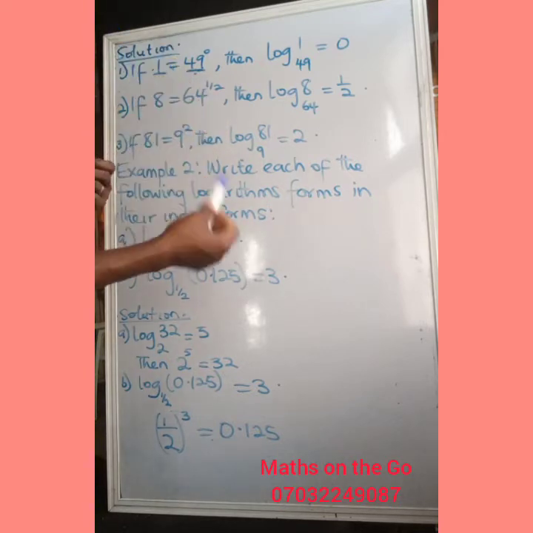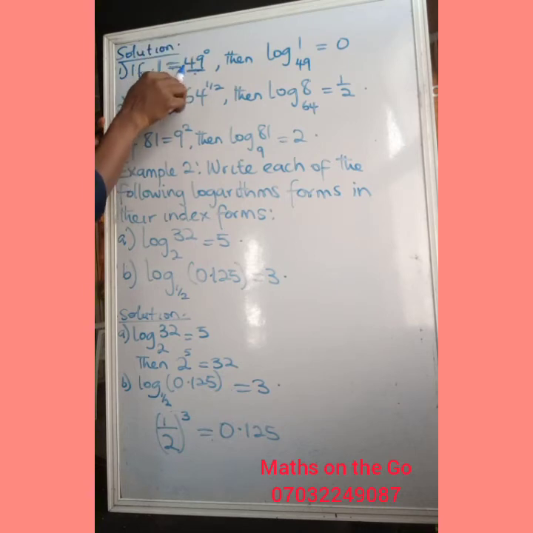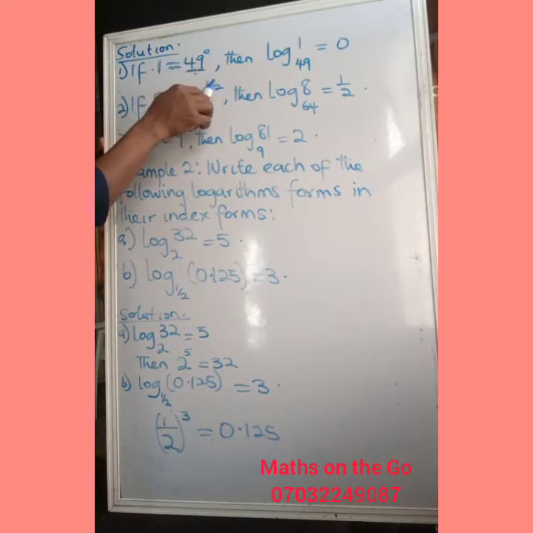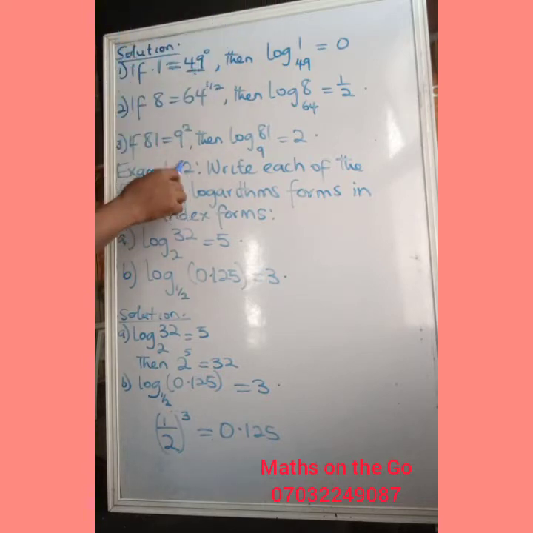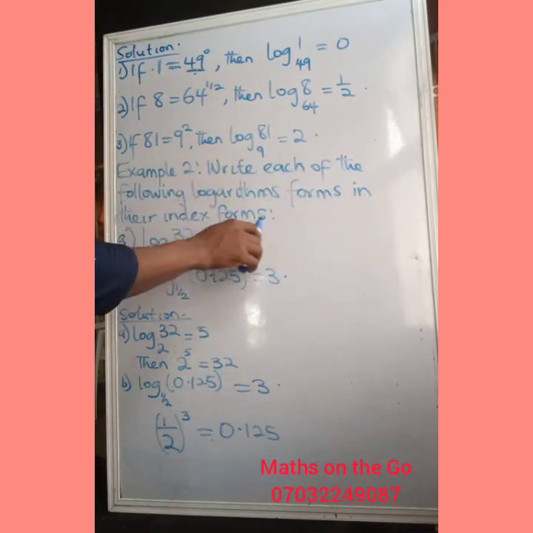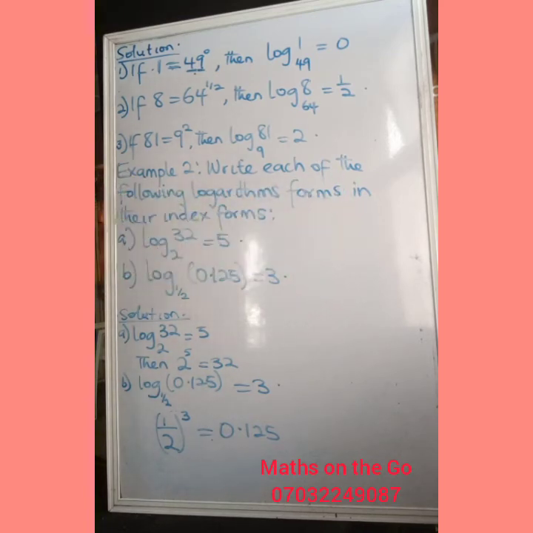So let me repeat it. Log of the number you're given, base the number that is carrying the power, equals the power. 8 is the number you're given, base 64 that is carrying the power of half, equals half. So let's go to example 2. Write each of the following logarithm forms in their index forms.